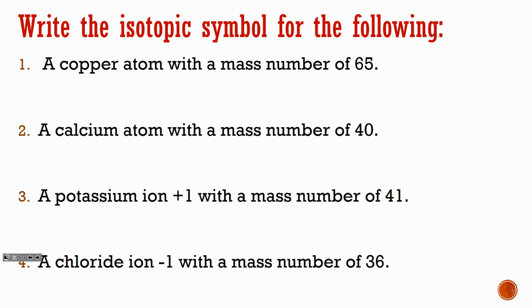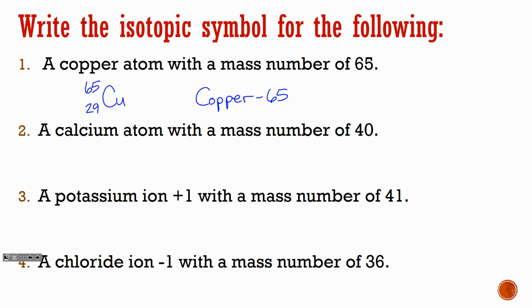Now, we're going to write the symbols. So if I have a copper atom with a mass of 64. First of all, I'm going to look at copper. Copper is number 29 on the periodic table, and the symbol is Cu. So I'm going to write Cu, 29, and it said it had a mass number of 65. It didn't say any charge. So that's the nuclear notation. The other notation would be copper-65.